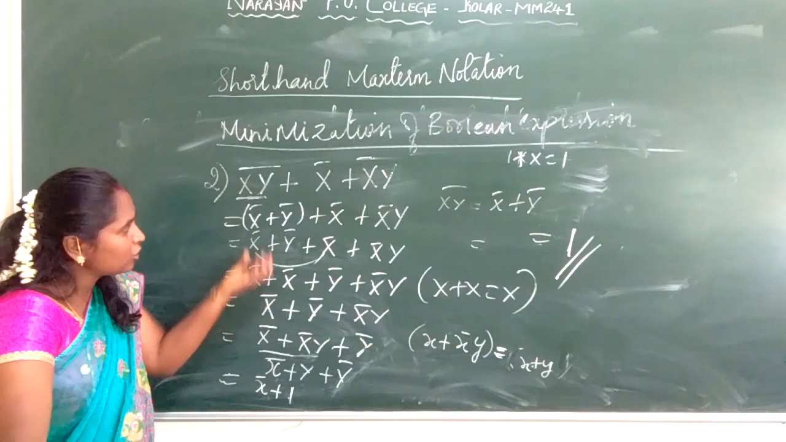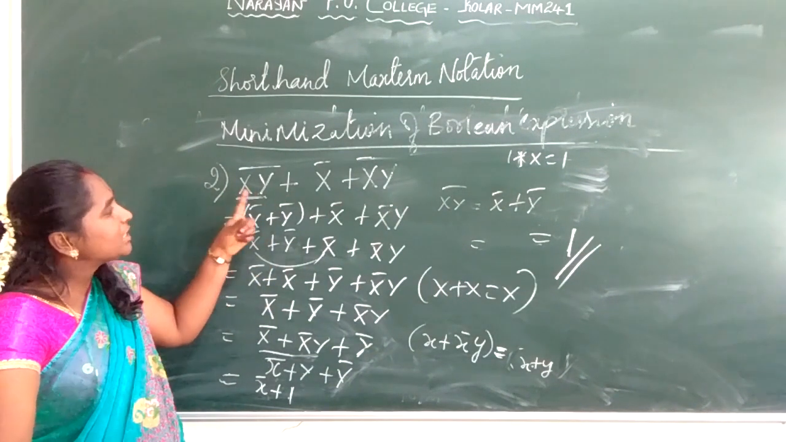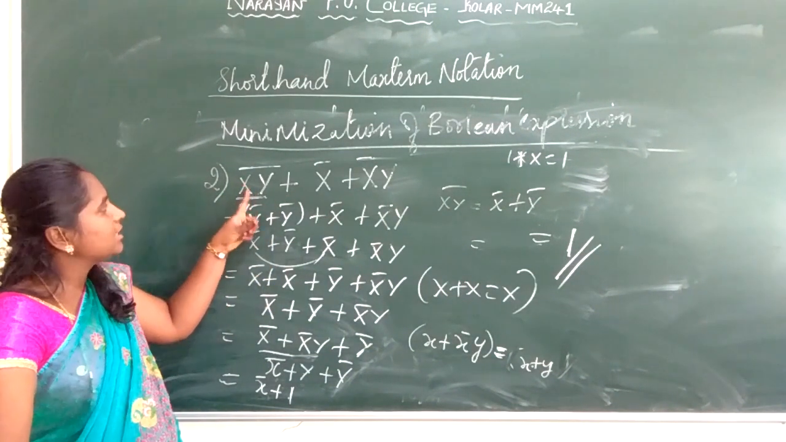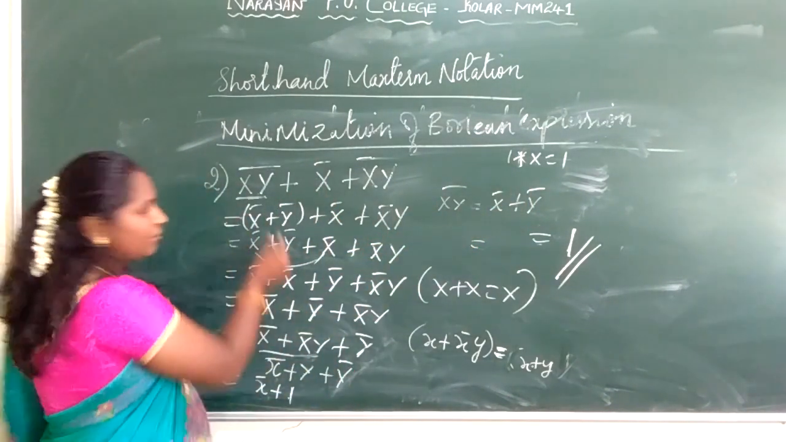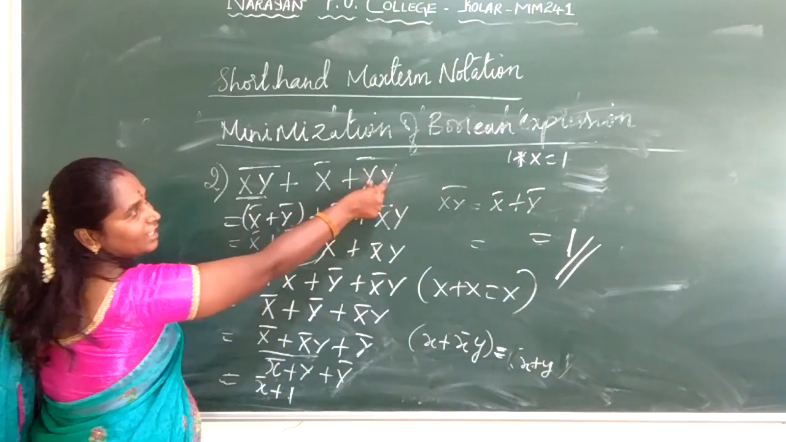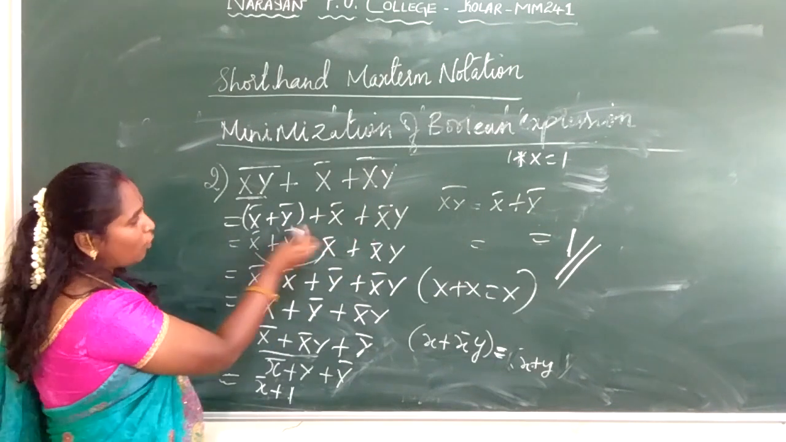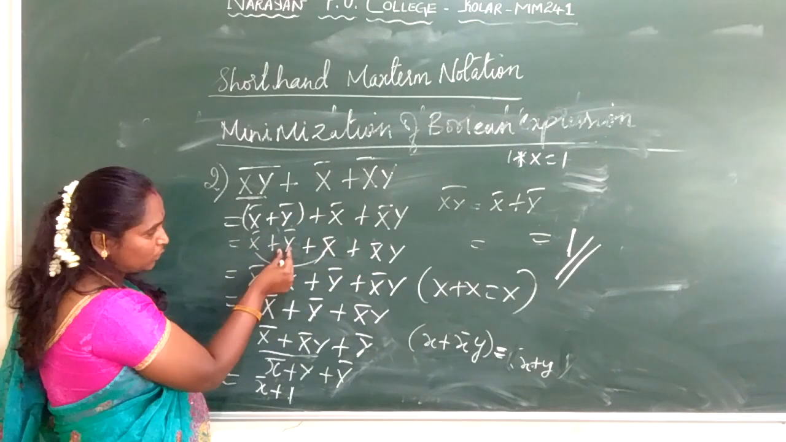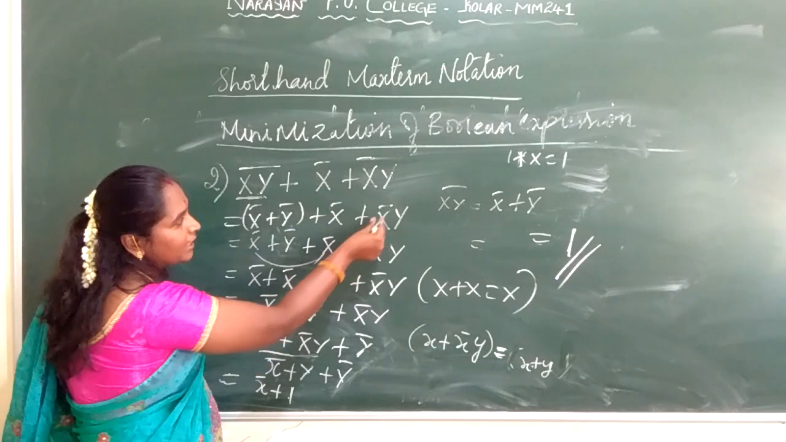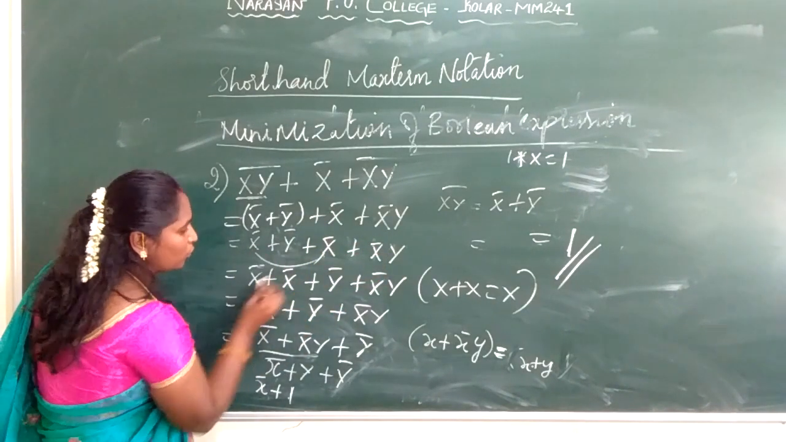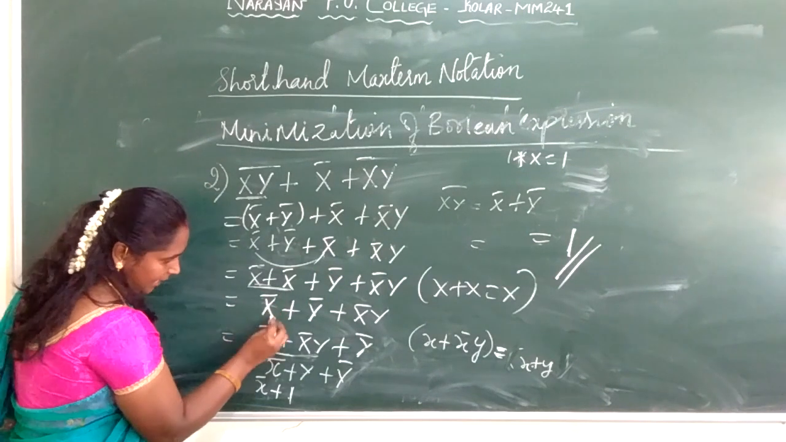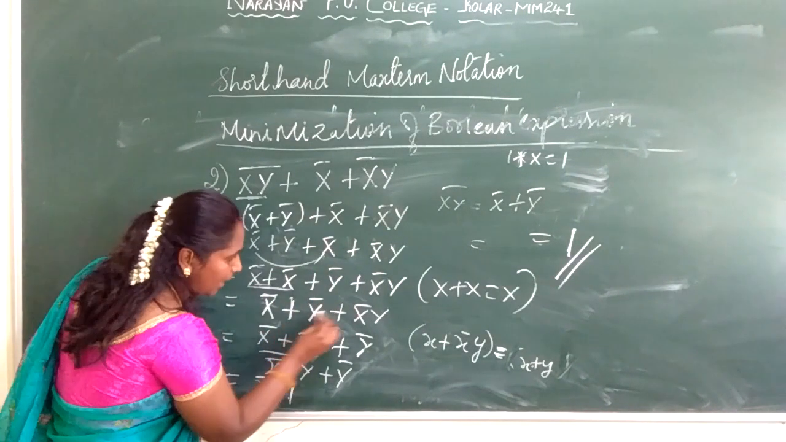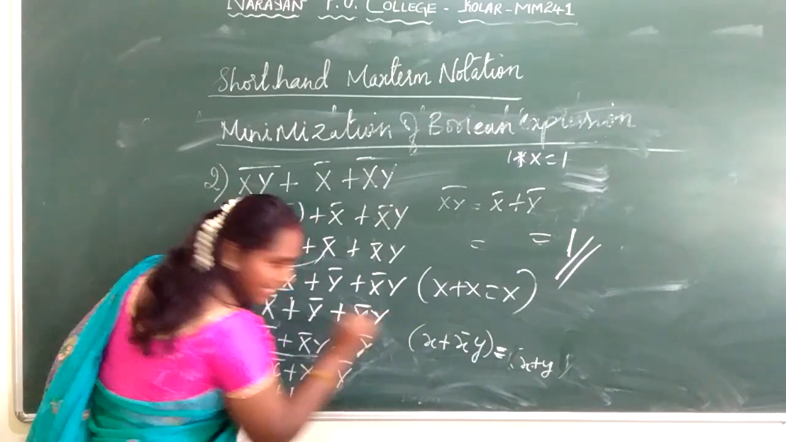You use the idempotency law. If the given expression is given, use De Morgan's second law, that is (xy) bar equals x bar plus y bar. Open the bracket, x bar plus y bar plus x bar y. So these two I have arranged; that is nothing but using the idempotent law. It is x bar as it is plus y bar plus x bar y as it is.